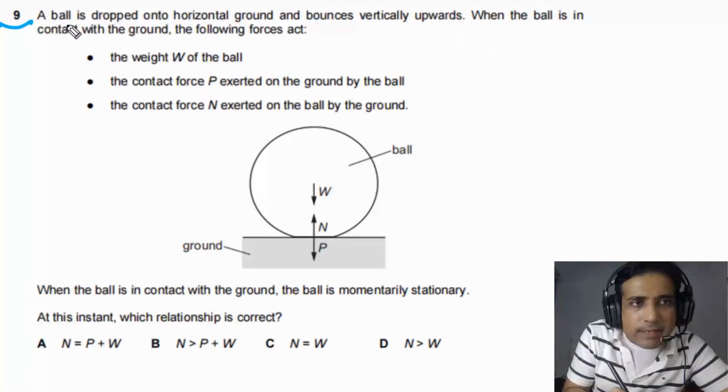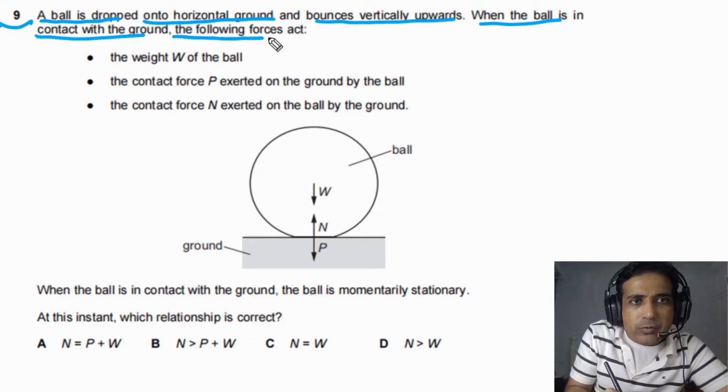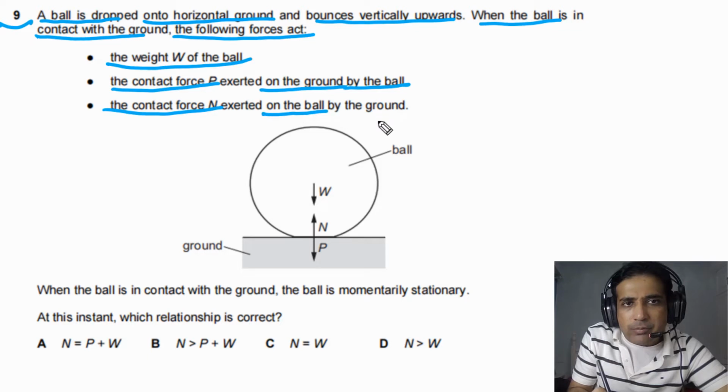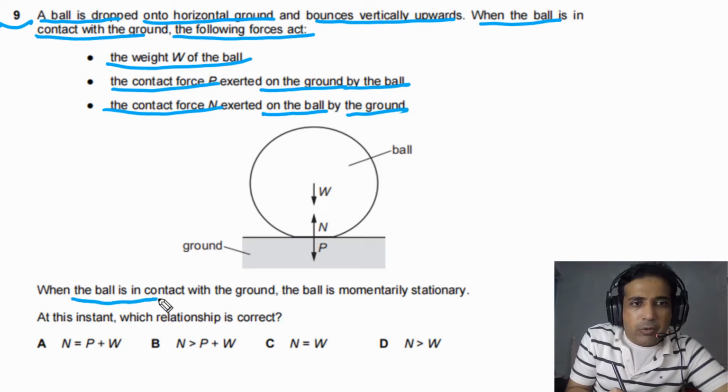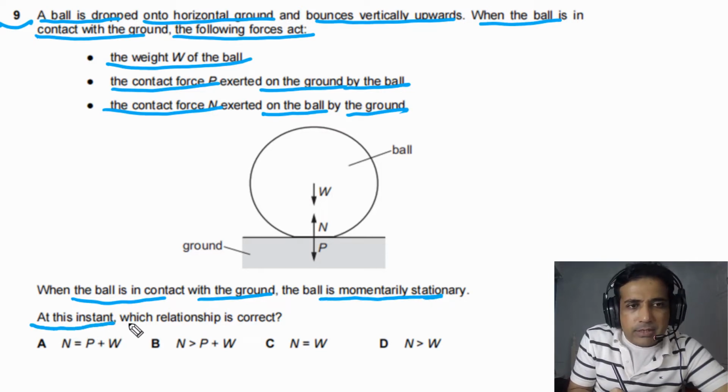For question number 9, it is given to us that a ball is dropped onto horizontal ground and bounces vertically upwards. When the ball is in contact with the ground, the following forces act. The weight of the ball, the contact force P exerted on the ground by the ball, the contact force N exerted on the ball by the ground. When the ball is in contact with the ground, the ball is stationary at that moment. At this instant, which relationship is correct?